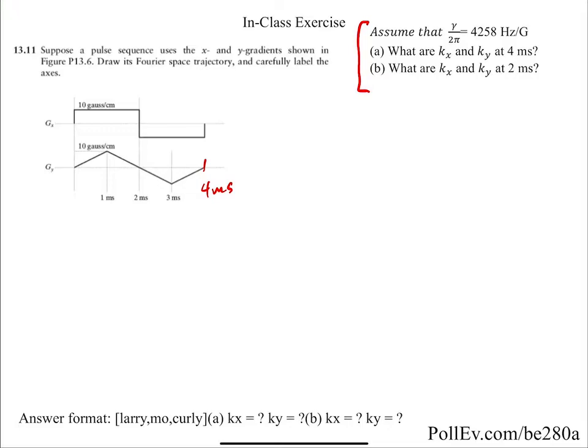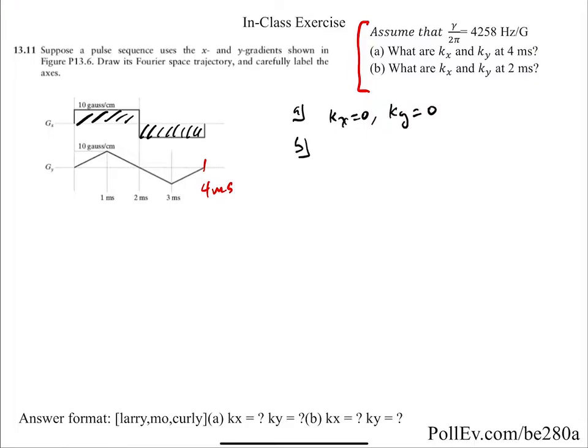Okay, let's take a look at this then. So problem A, what is the net area of the gradient at 4 milliseconds? 0, right? So therefore, we must be at kx equals 0, and similarly, we must be at ky equals 0. Everyone should have gotten that. So that basically has a zeroth order moment of 0.